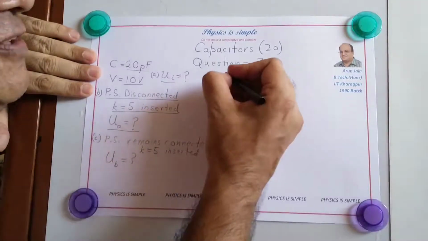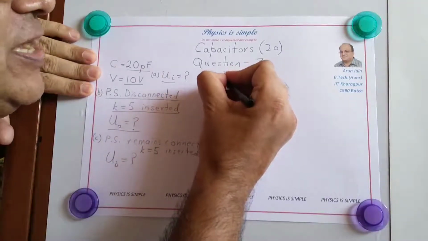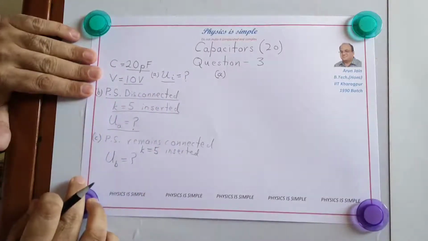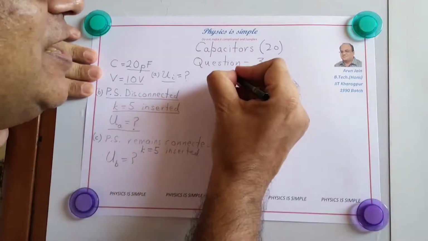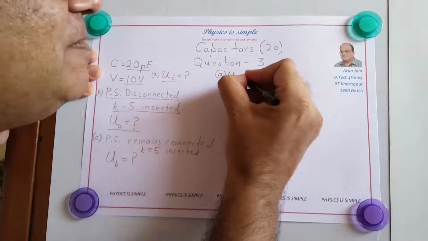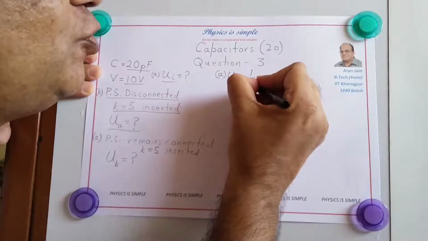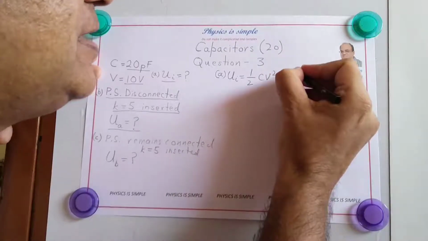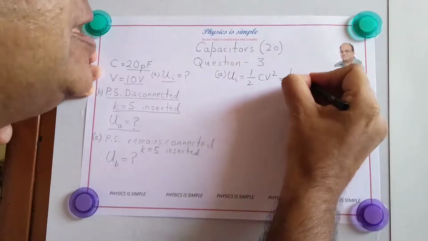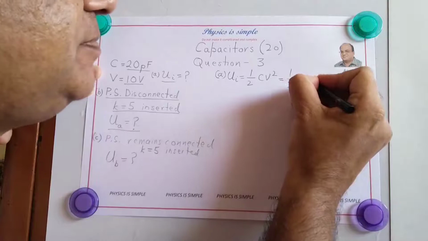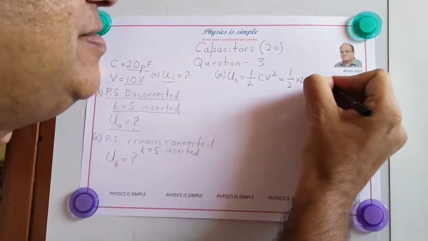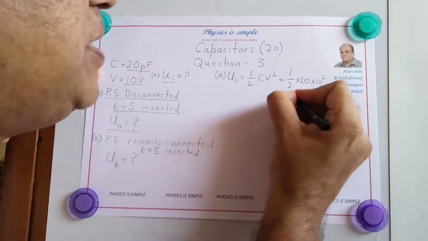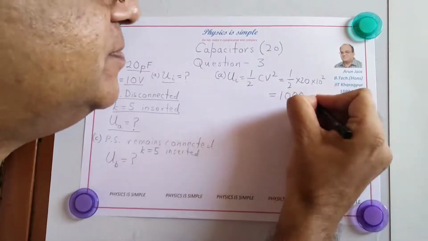So let's look at the first part. We know the capacitance, we know the potential difference between the plates of the capacitor. So the energy stored is given by half CV square. C is 20 and V is 10. So we get this as 1000 picojoules.